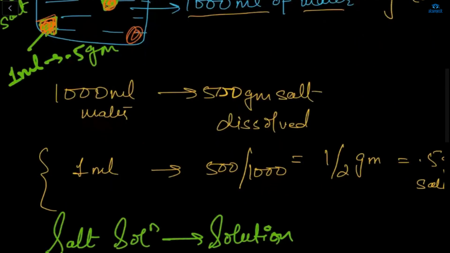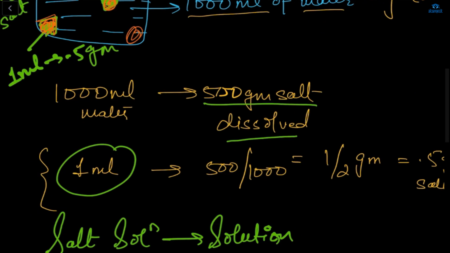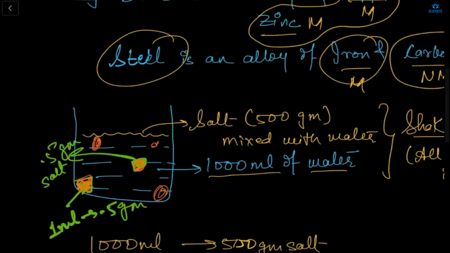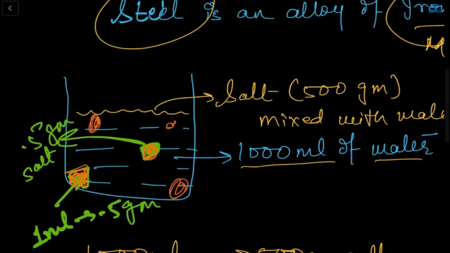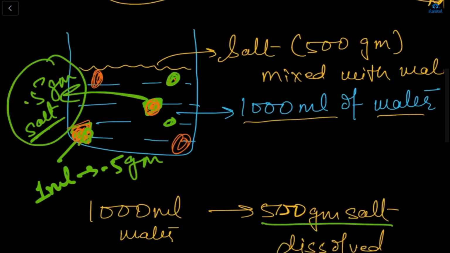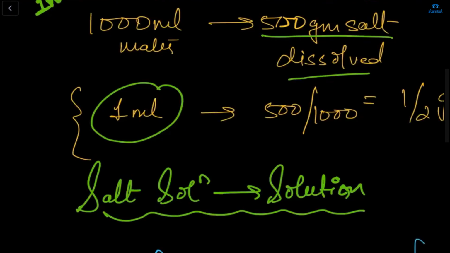So here, what will happen? If 1000 ml of water contains 500 grams of dissolved salt, then what about 1 ml? 1 ml will be 500 divided by 1000, which is about 0.5 gram of salt. It means if I take a sample from the upper side, or from the lower side, or from the corner, or from anywhere, the amount of salt will be 0.5 gram only. It is fixed. This is your salt plus water, which is your salt solution.